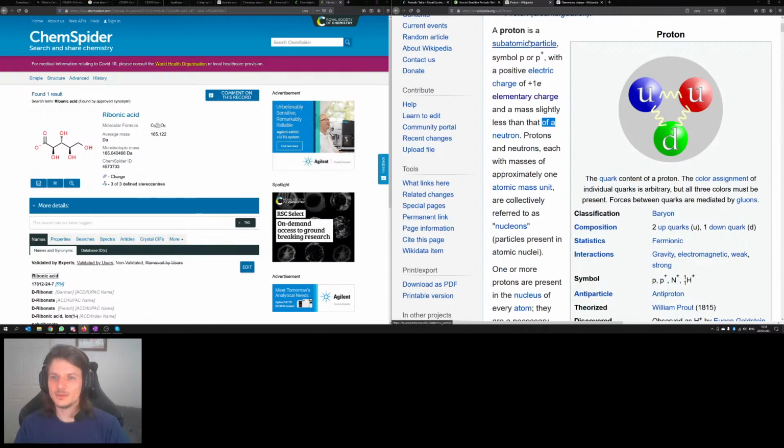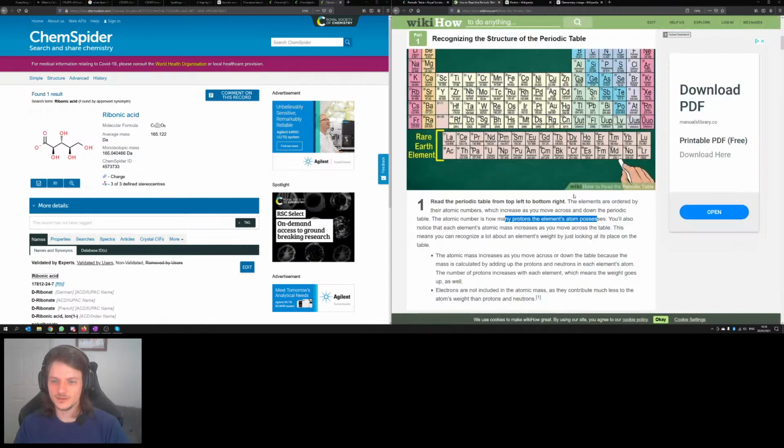So a proton is a subatomic particle, symbol P or P plus, with a positive electric charge and a mass slightly less than that of a neutron. Okay, cool. So the atomic number is how many protons the element's atom possesses. You'll also notice that each element's atomic mass increases as you move across the table. Okay, let's go see that.